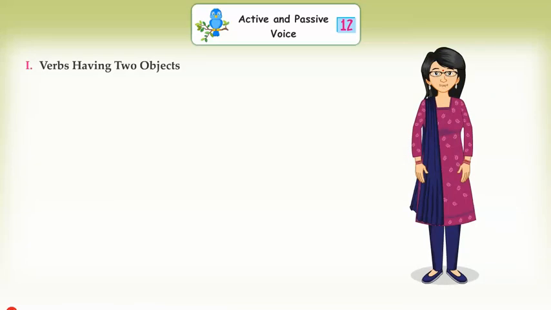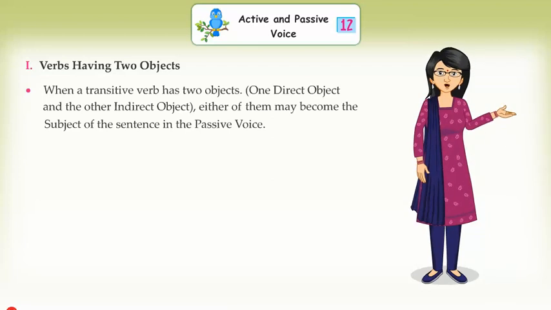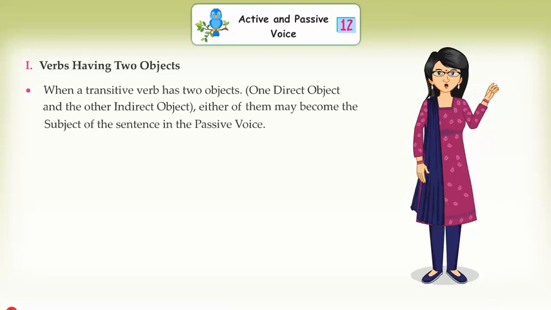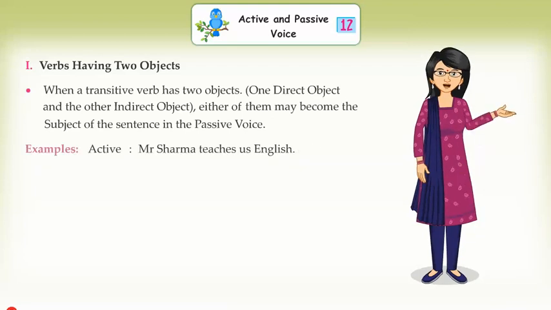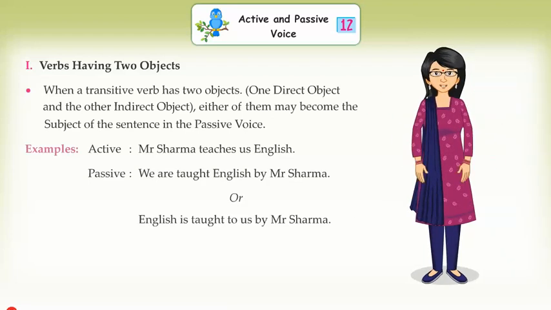I. Verbs having two objects. When a transitive verb has two objects, one direct object and the other indirect object, either of them may become the subject of the sentence in the passive voice. Examples: active, Mr. Sharma teaches us English. Passive, we are taught English by Mr. Sharma, or English is taught to us by Mr. Sharma.